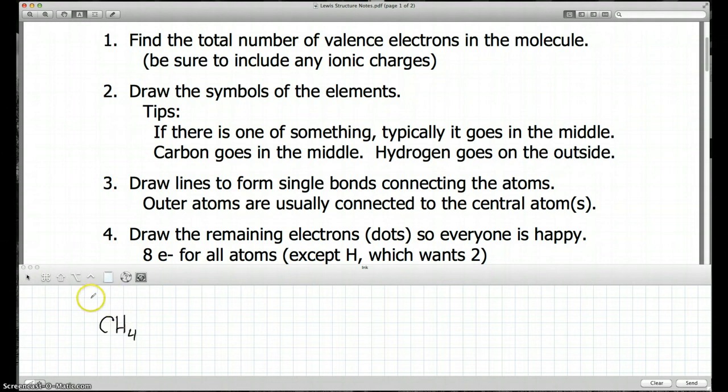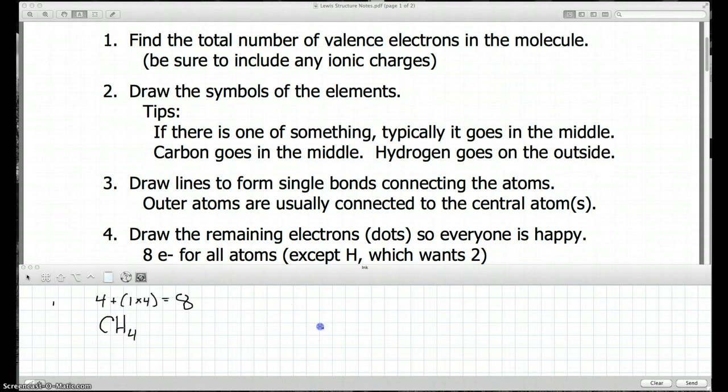So carbon, we said, has 4. Hydrogen has 1 dot, but there are 4 hydrogens, so it's 1 times 4. So 1 times 4 is 4, plus another 4 is 8. So we have a total of 8 valence electrons to work with. So that's step 1. Step 2, draw the symbols of the elements.